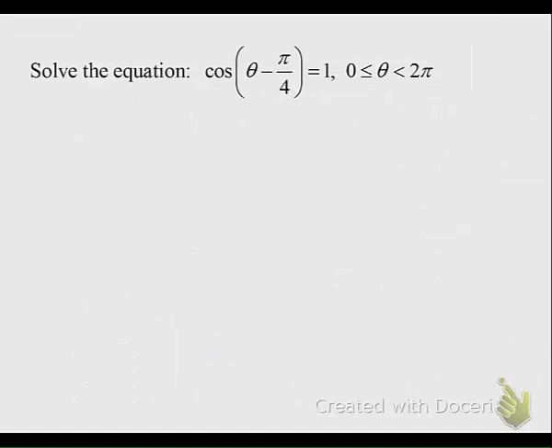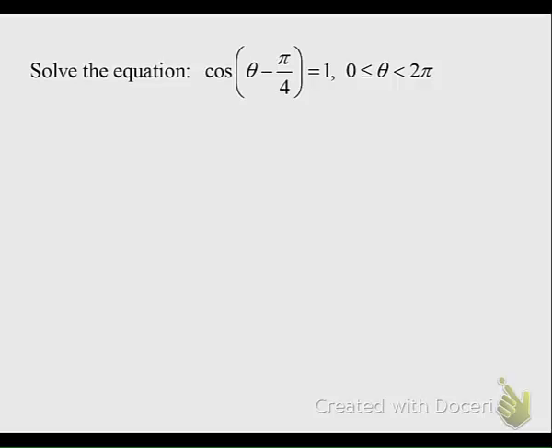Here's the second one for us to try. Solve the equation cosine of theta minus pi over 4 equals 1. By the way, whatever's in these parentheses is called an argument. So the argument here is theta minus pi over 4. When we list the solution here, we need to give exact values, and the values need to be between 0 and 2 pi.